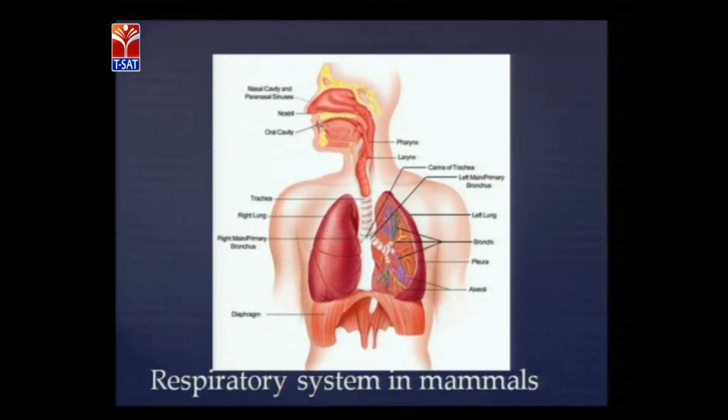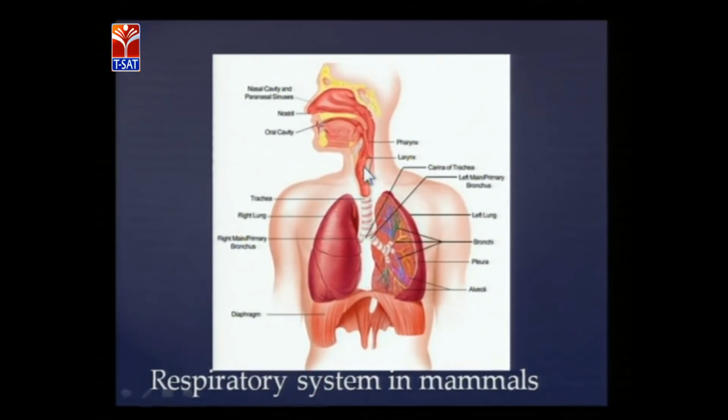This is the structure of the respiratory system in mammals. These lungs are present in the mid-thoracic cavity, and they are externally guarded by the rib cage. This is the structure of the diaphragm, which is a dome-shaped structure. This respiratory structure starts with the external nostrils leading into the nasopharynx, and this leads into the pharynx, larynx and trachea.